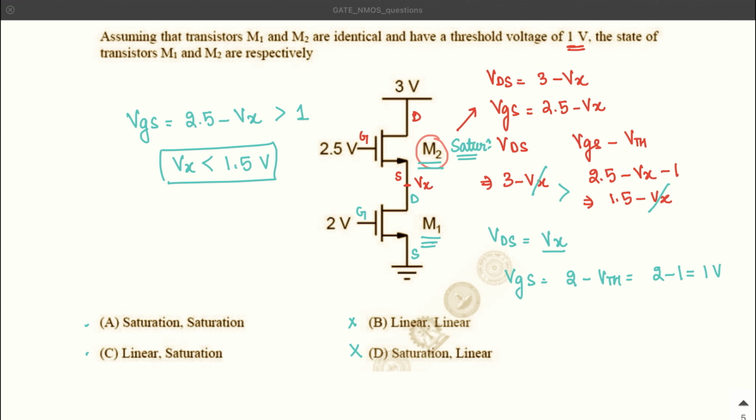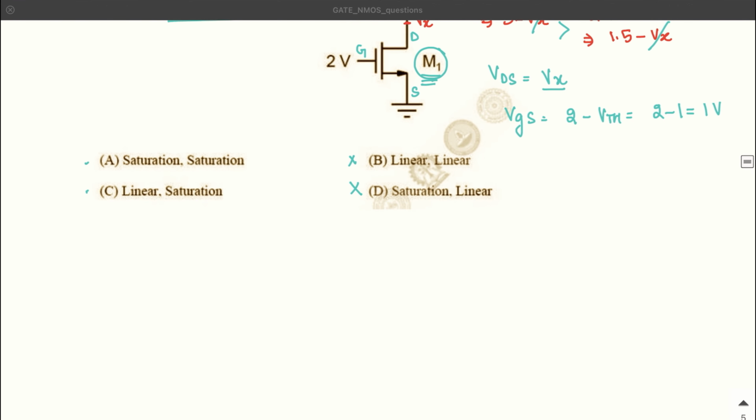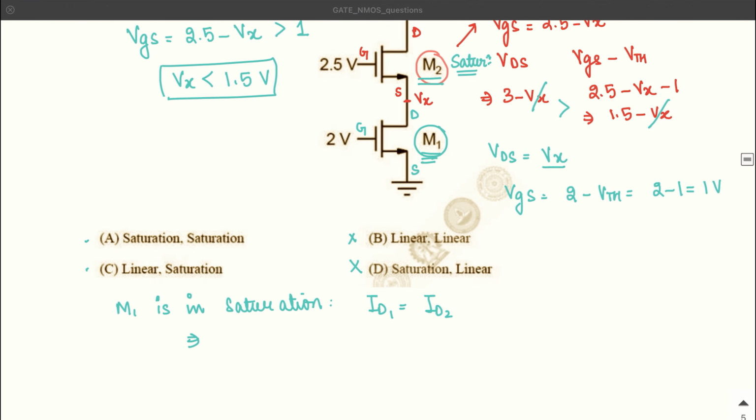But depending on this, again we cannot find out whether this transistor would be in saturation or in linear, because even though Vx is less than 1.5 volt, this transistor M1 could be in saturation, could be in linear. So let us assume, let's say it is in the saturation mode first. If the transistor M1 is in saturation, then we need to equate both the drain currents to each other. For the second transistor, we know definitely it is in the saturation mode.